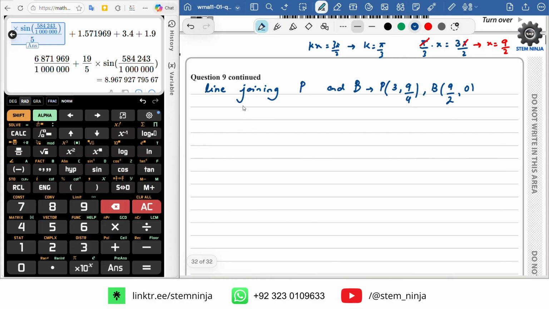Okay. So now we use y minus y1 equals m times (x minus x1). I think this should be pretty straightforward. The gradient is 0 minus 9 over 4, divided by 9 over 2 minus 3. This was the gradient, sorry. Then y minus 9 over 4 equals the gradient times (x minus 3).